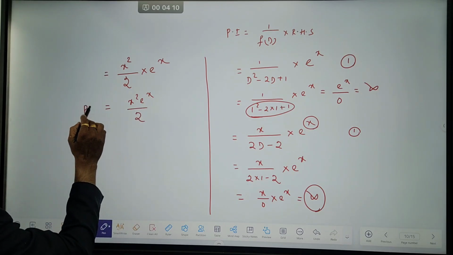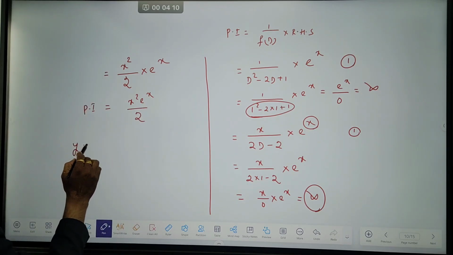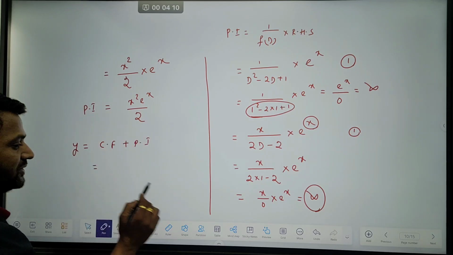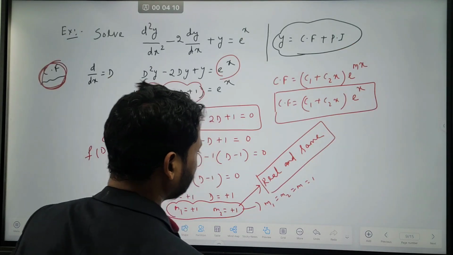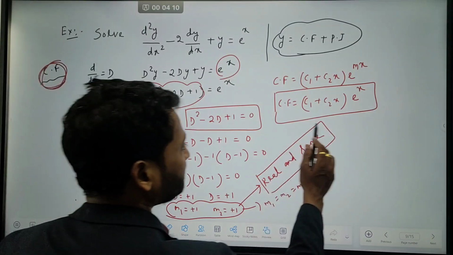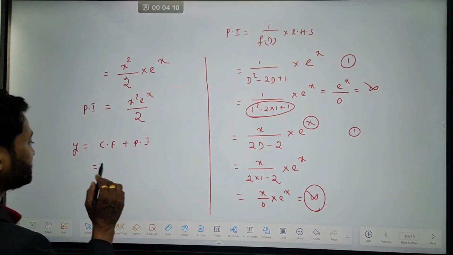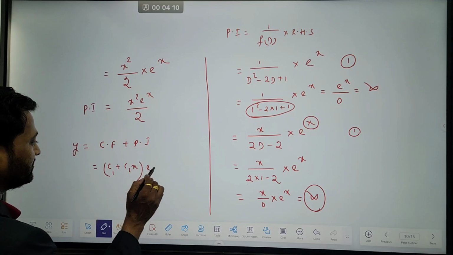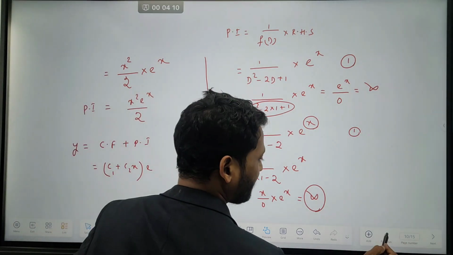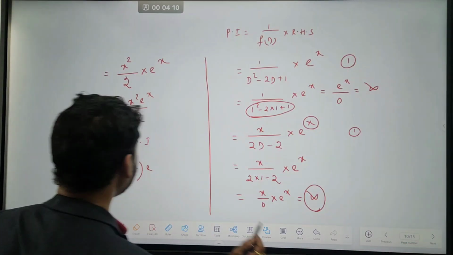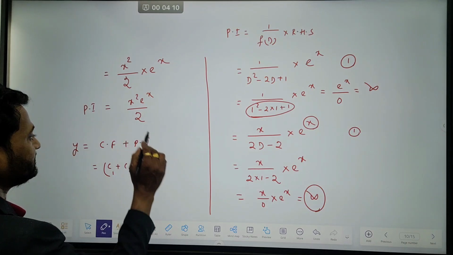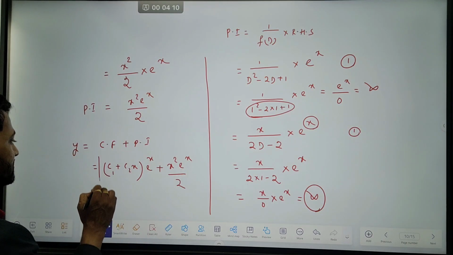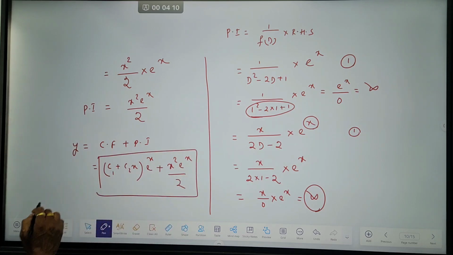That is your PI. So the final solution is y equal to CF plus PI. What is CF? You have already calculated it in my previous slide. CF is C1 plus C2x into e to the power x. Plus what is PI? x square e to the power x by 2. So that is your final answer. Note this down first.